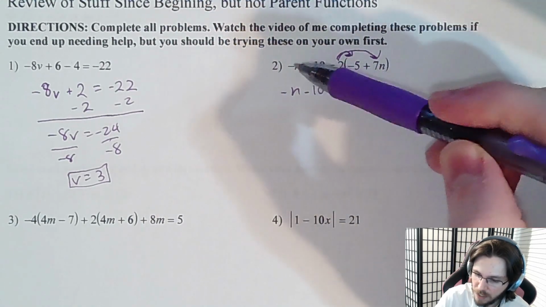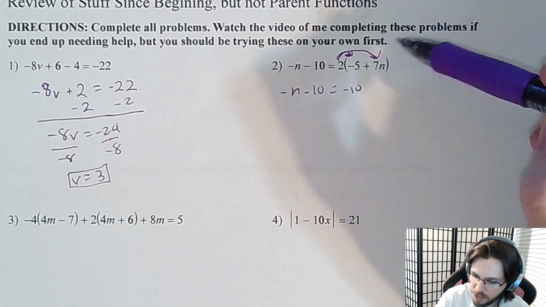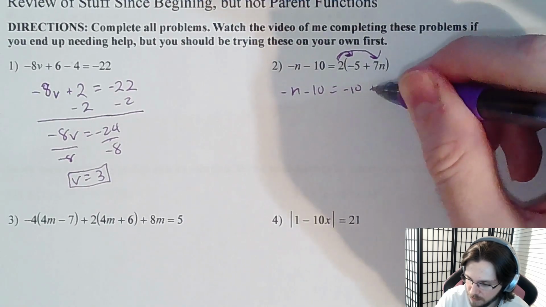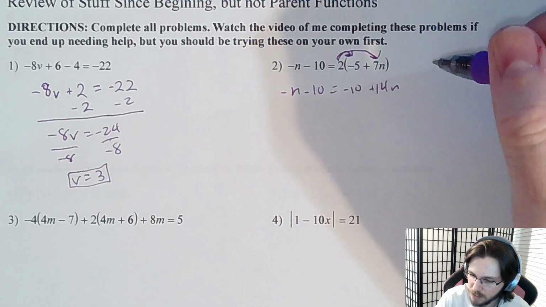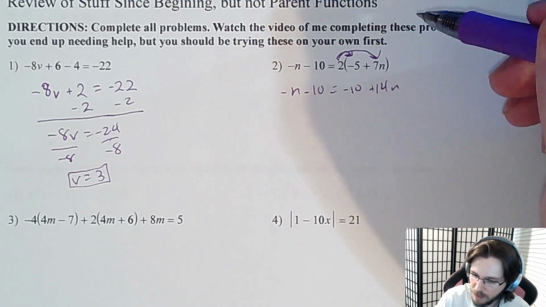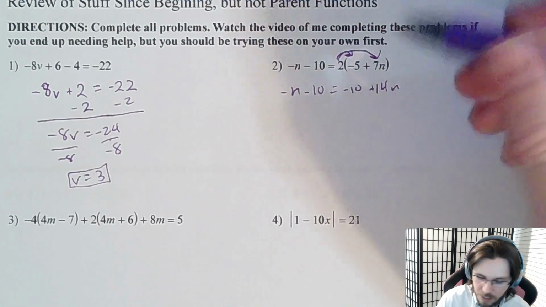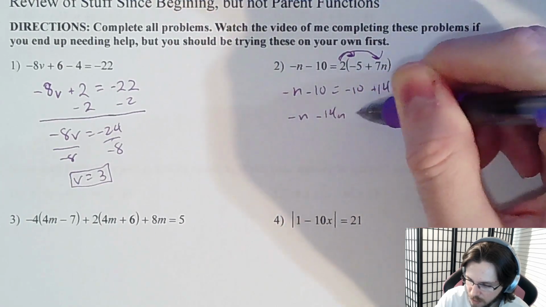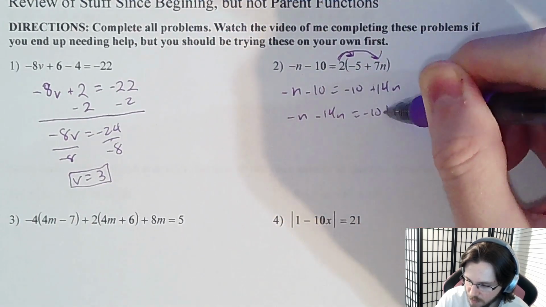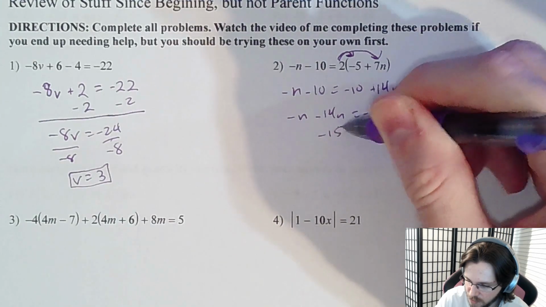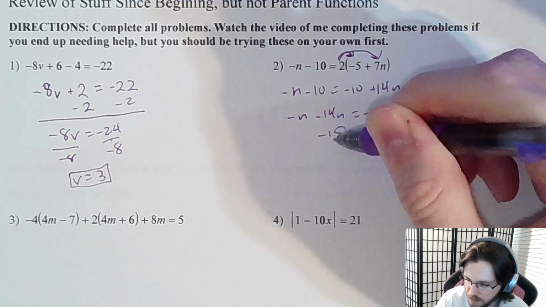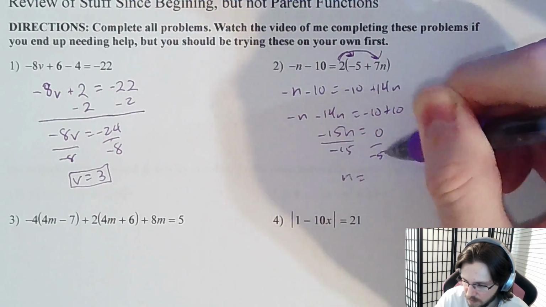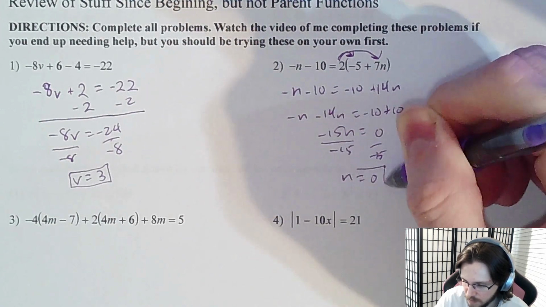So here we go. Negative n minus 10, nothing changes. Here we got to use our distributive property. I don't even know why I drew the arrows. You guys don't need to see those arrows, but maybe you like them. After that, we're going to use that horizontal idea. Move the 14 to the other side, move that negative 10 to the other side, make it positive, gives us negative 15n equals 0. Divide both sides by negative 15, and we'll get n equal to 0.